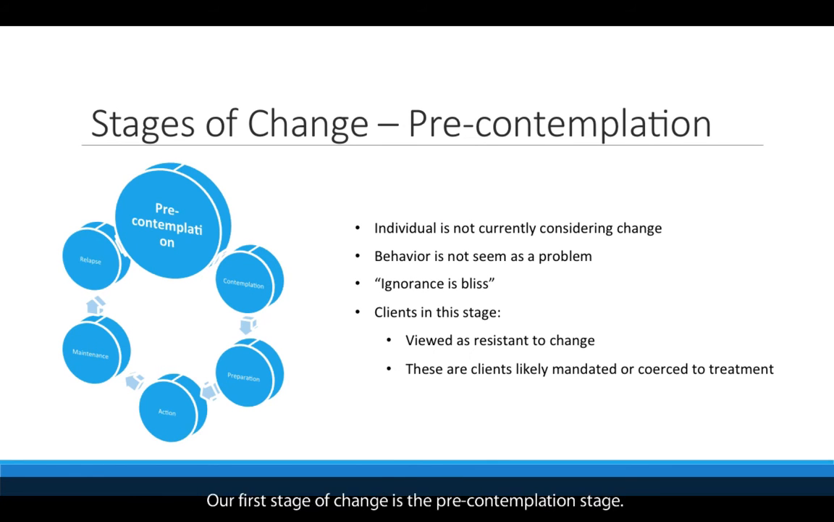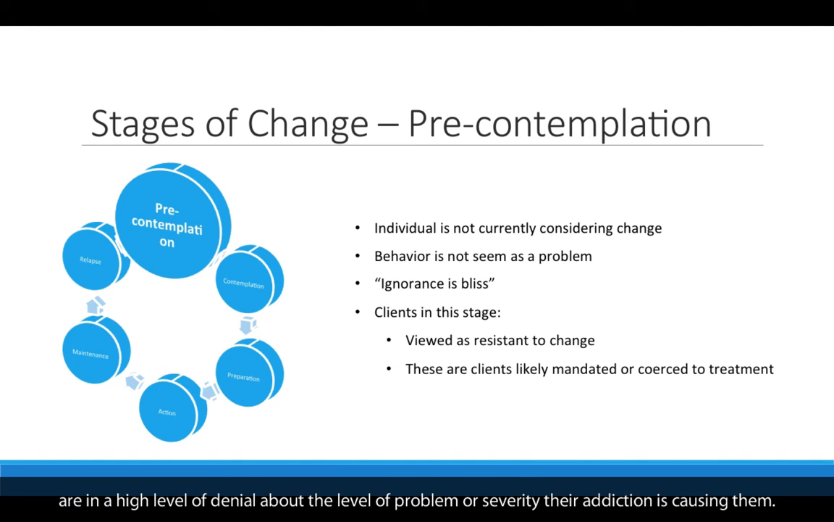Our first stage of change is the pre-contemplation stage. Individuals in the pre-contemplation stage are not currently thinking about change. They do not see that their behaviors are problematic, and because of this, this stage is sometimes nicknamed the ignorance is bliss stage, where these individuals are in a high level of denial about the level of problem or severity that their addiction is causing them.